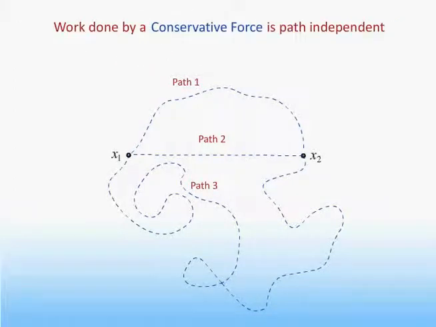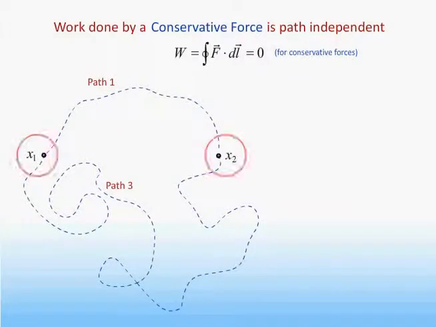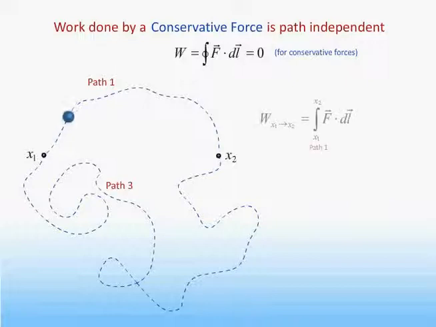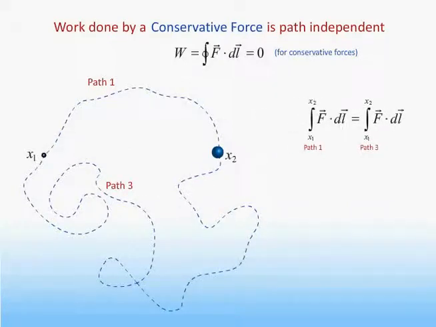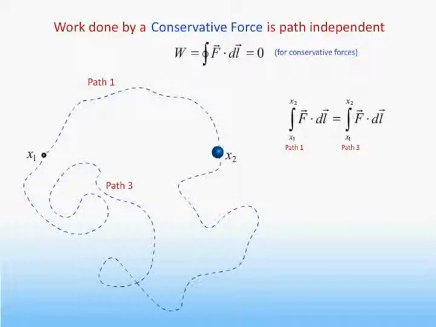If the work done by a force between 2 points is independent of the path, then it must be true that the work done by such a force on a closed path, that is to say, a path that ends up where it started, is zero. Why so, you may ask? Well, consider 2 points, x1 and x2, on the closed path as shown. The work done from x1 to x2 along the top segment must be equal to the work done from x1 to x2 on the bottom segment, since the force is conservative.